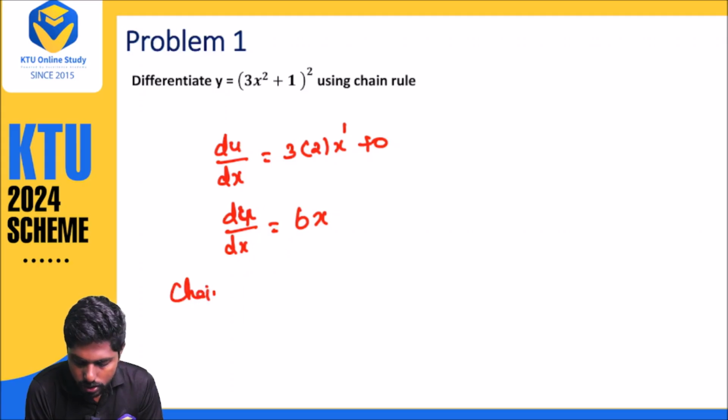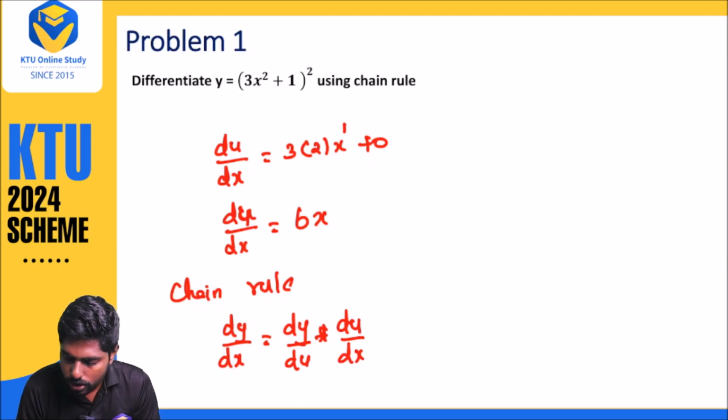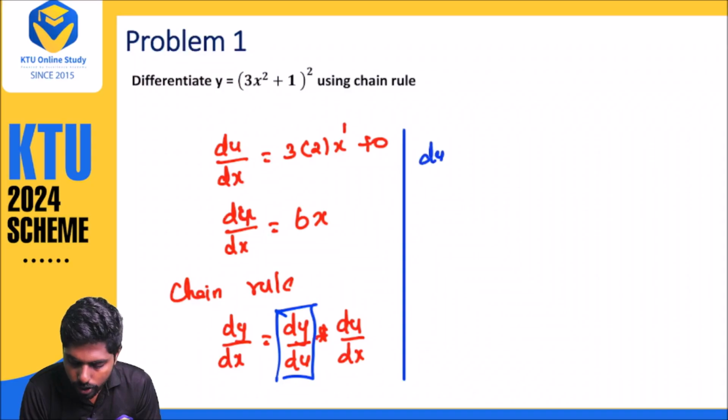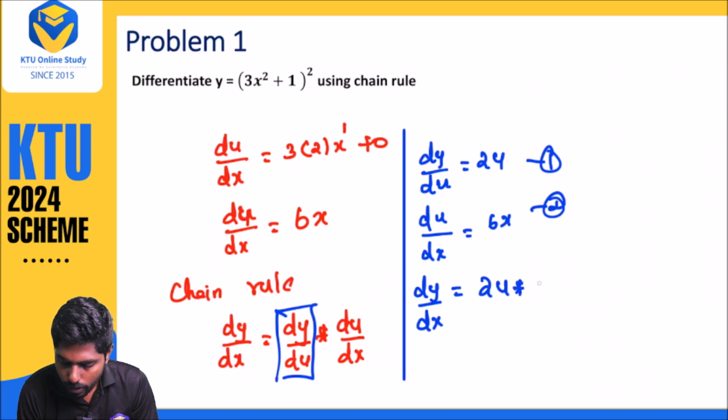So what is the chain rule? The chain rule formula is dy by dx is equal to dy by du into du by dx. So dy by du, what do we get? That is nothing but 2u, and du by dx is nothing but 6x. When we substitute in the answer, what we get is 2u into 6x.